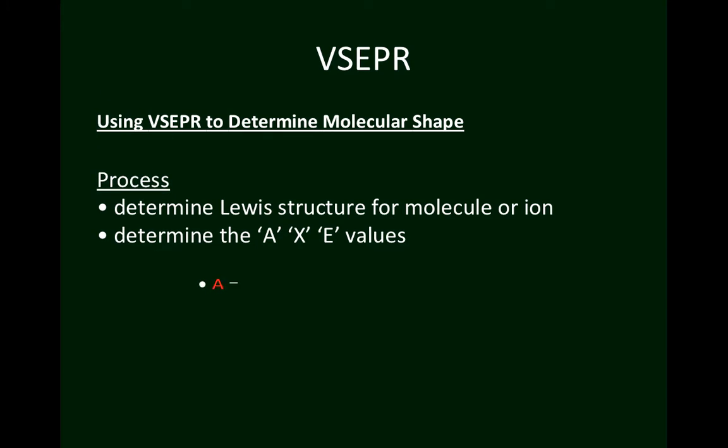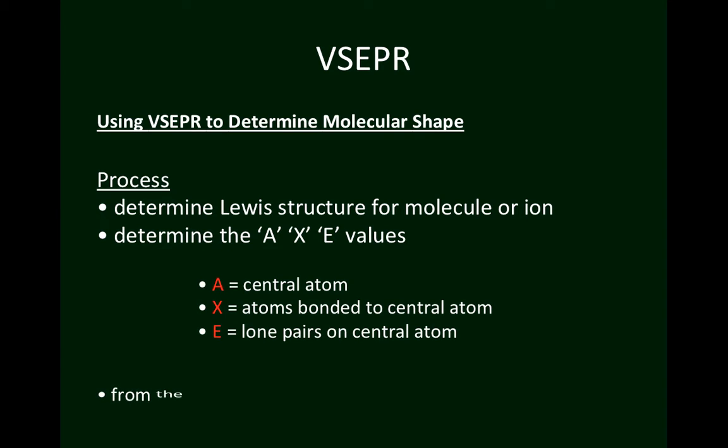So your mission is to do a Lewis structure. From the Lewis structure, you're going to find the central atom. You're going to look at the number of atoms bonded to it. That's going to be your X value. And then you're going to look at the number of lone pairs left on the central atom, which will typically be 0, 1, 2, or 3. Once you have the A's, X's, and E's, you're going to look it up on a chart, and that's going to tell you the corresponding shape.